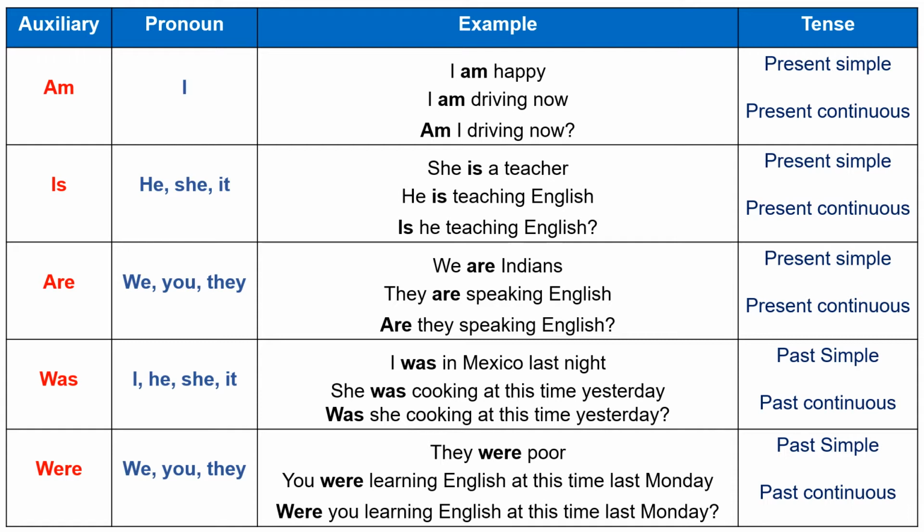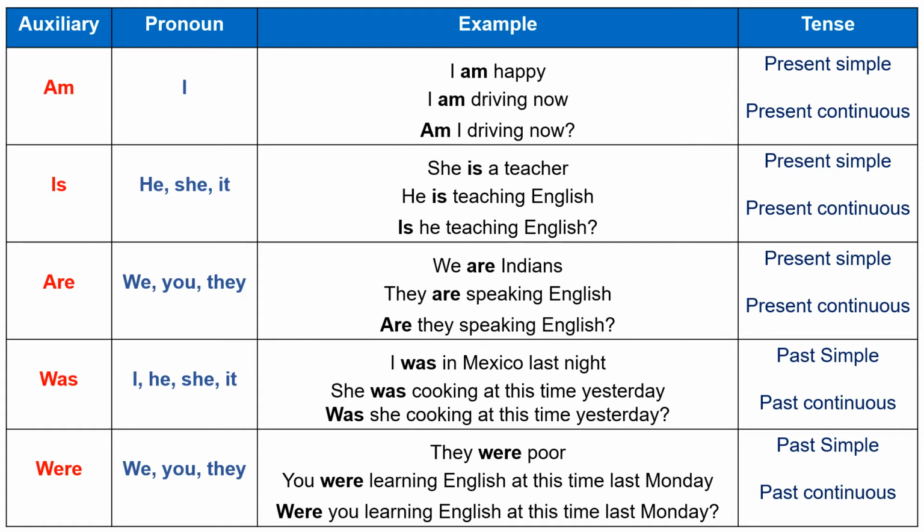In this sentence, there are two verbs. Is is one verb and teaching is another verb. Is is an auxiliary verb in this sentence. And next example: is he teaching English? This is also a yes or no question, and in this question also, is has been used as an auxiliary verb.